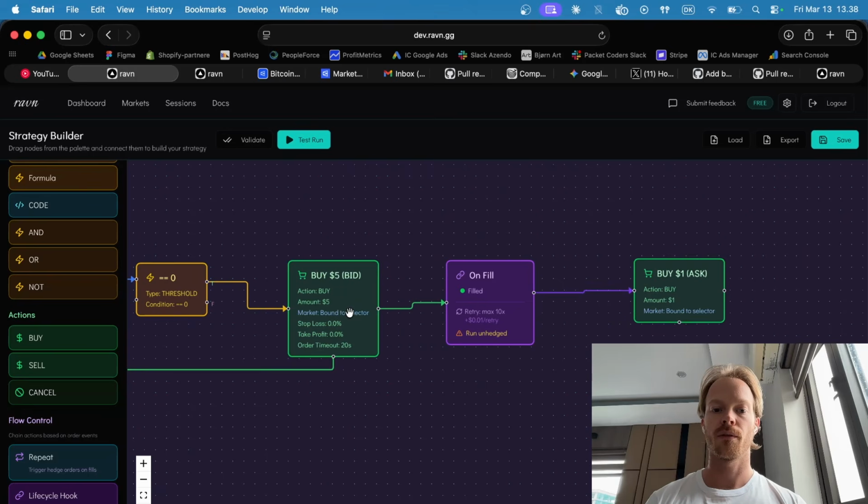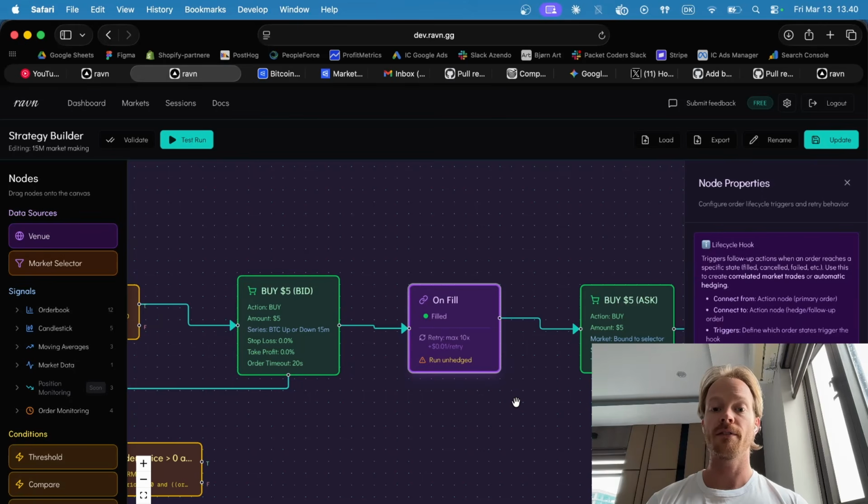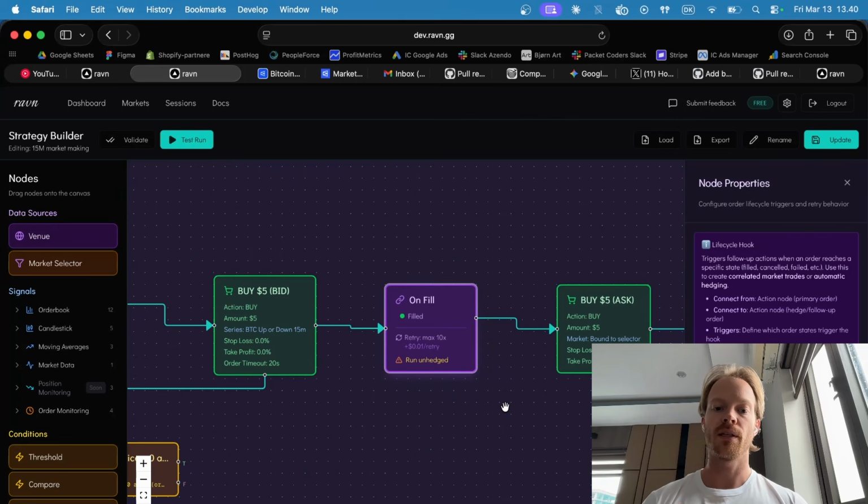Like so. Now, you also have to, of course, set the outcome. So in this case, when we are placing the resting order, we're just going to do it on the up. You can also do it on the down, or whatever market you have. So for this example, I'm just going to do up. And then again, we have the Lifecycle hook here. So when it's getting filled, we don't want that, but it can happen.